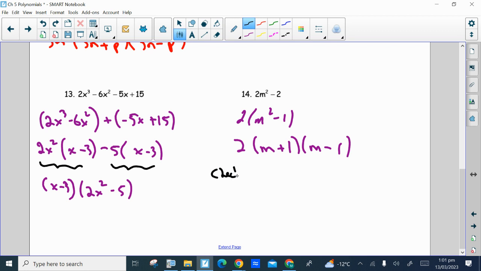I'm going to check this one. The last couple of ones we verbally checked. We didn't do it by writing it down. I'm going to do it for this one. So first you're going to multiply the 2 by the m plus 1. That'll give you 2m plus 2.